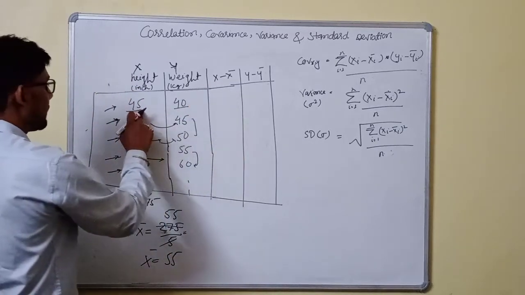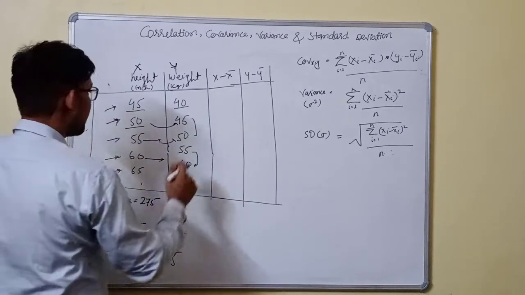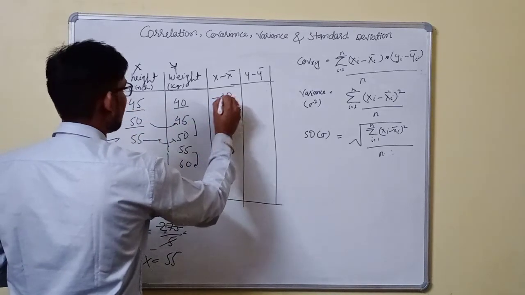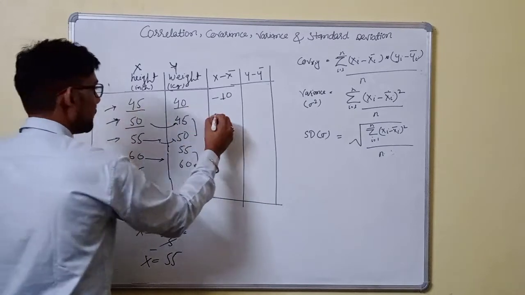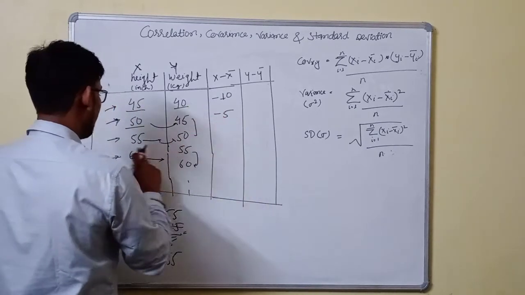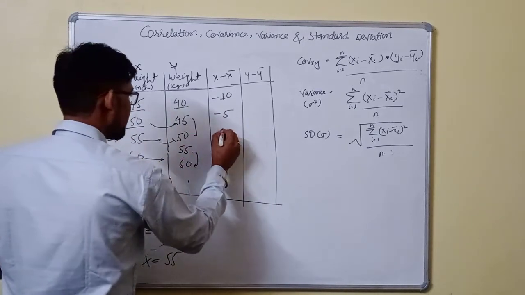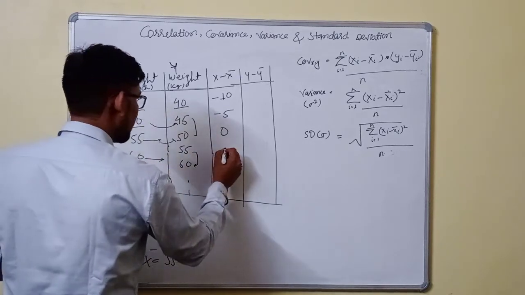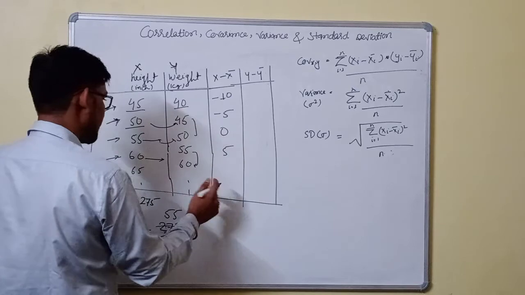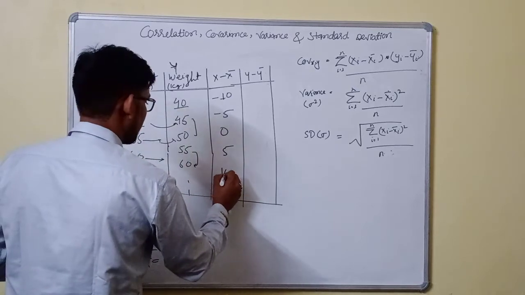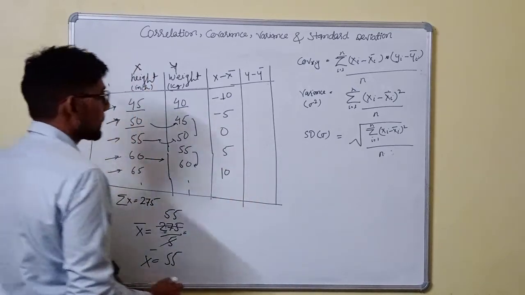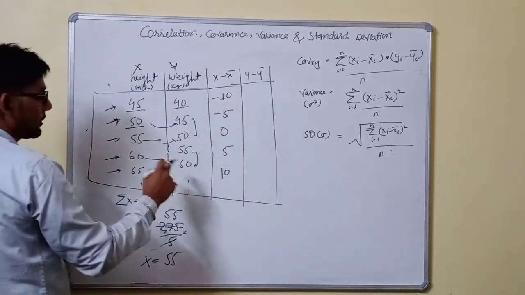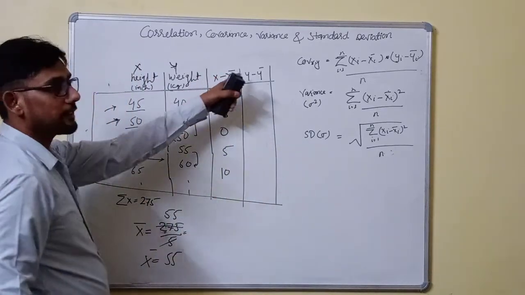x minus x bar. So 45 minus 55 is equal to minus 10. 50 minus 55 is equal to minus 5. 55 minus 55 is equal to 0. 60 minus 55 is equal to 5. 65 minus 55 is equal to 10. Right? For x we have calculated x minus x bar.